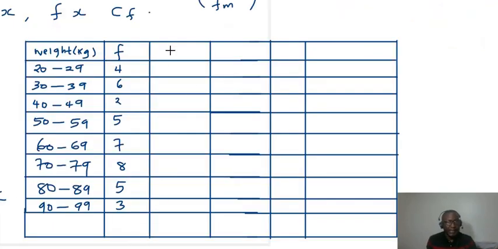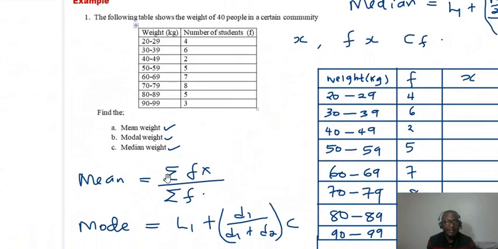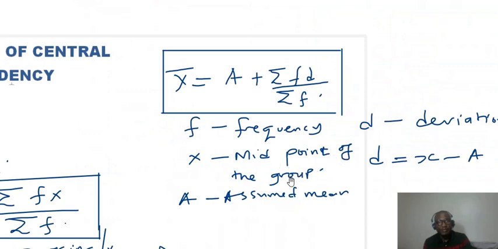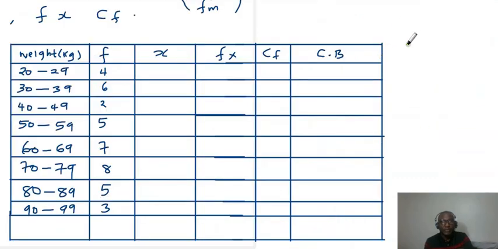Now we need to go ahead and include in the headings like X. We shall have Fx here. We shall have the cumulative frequency, and then we shall have to get the class boundaries. But remember here we say that this X stands in for the midpoint of the group. So for the first group, to get X here, we shall get 20 plus 29 divided by 2. Midpoint of this group is like taking the average of these two values, and then we shall be getting 24.5.